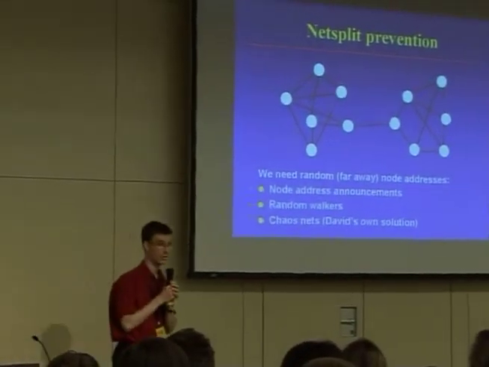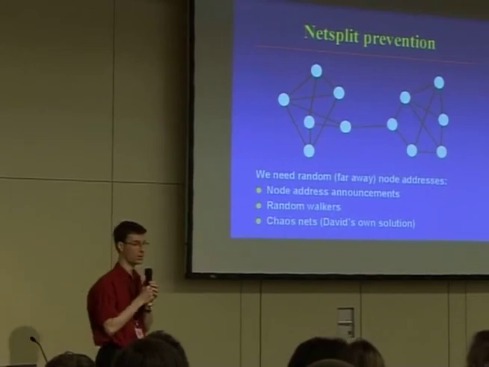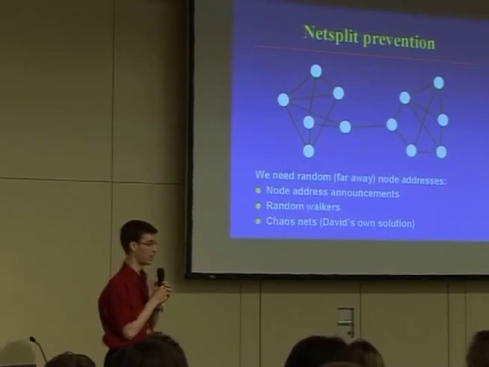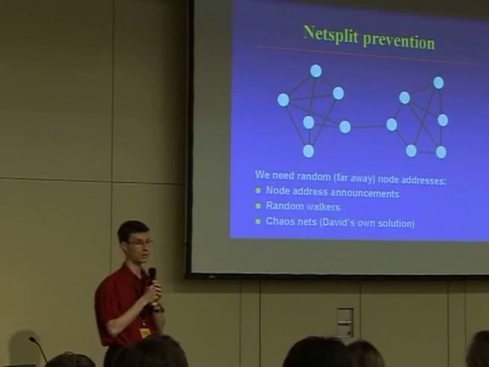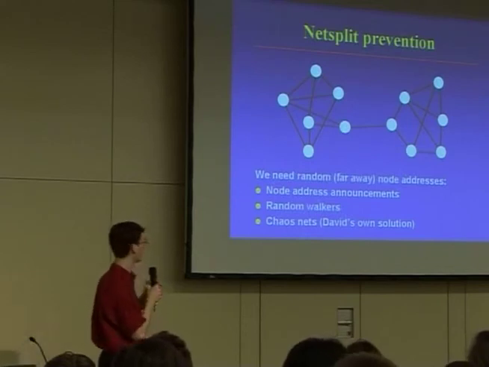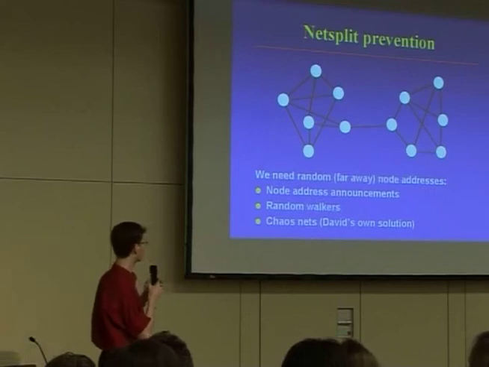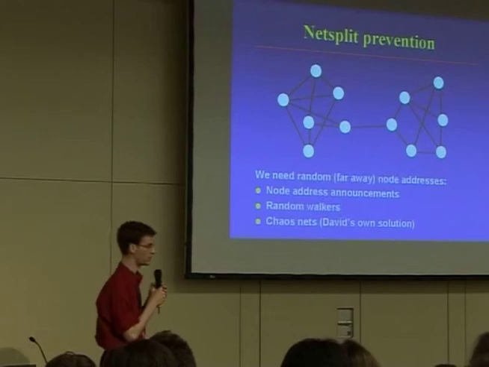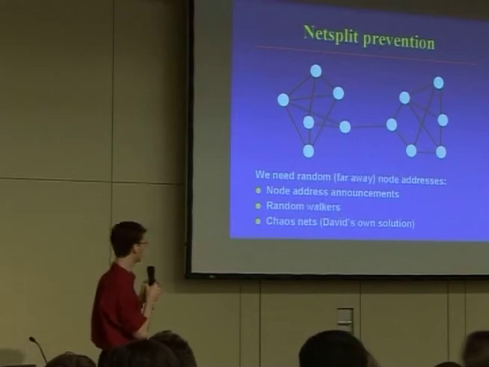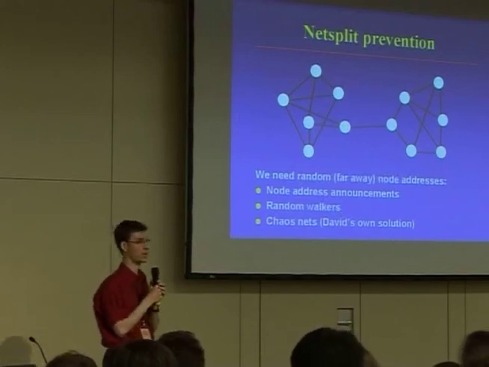Kazaa did that. When their servers go down, within some hours their network starts to split into islands, and after 1 week it's so many small islands that you can't use it anymore. But there's ways to solve this. In this case it's random networks. So the simplest way is do it the Gnutella way, the Gnutella network. They use what I would call a node address announcement.